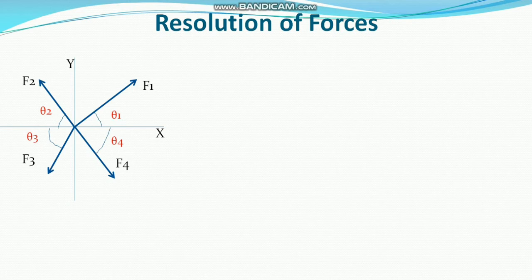So fx, for example, second quarter F2. So F2 in y direction will be positive, and fx will be negative. So in this case, what you have to do is sum it up in x direction and y direction, and finally what we will get is the summation of fx, that is Rx.